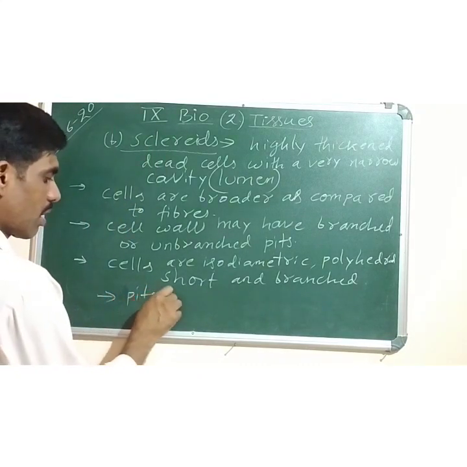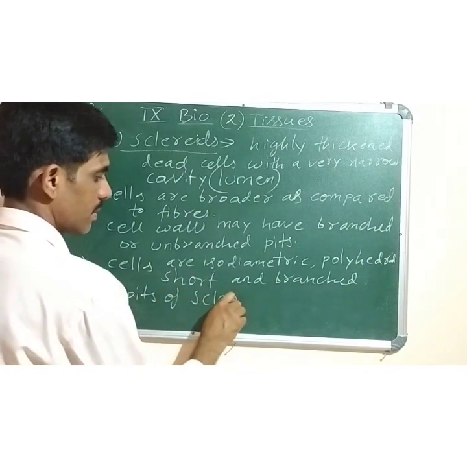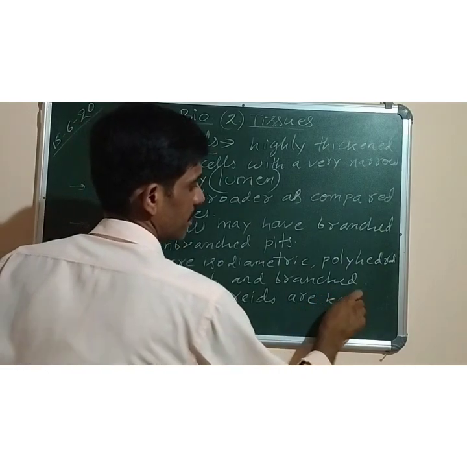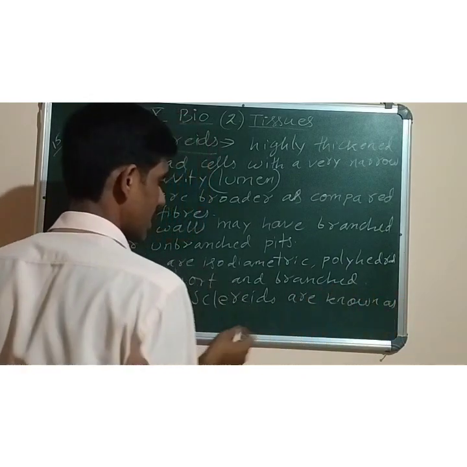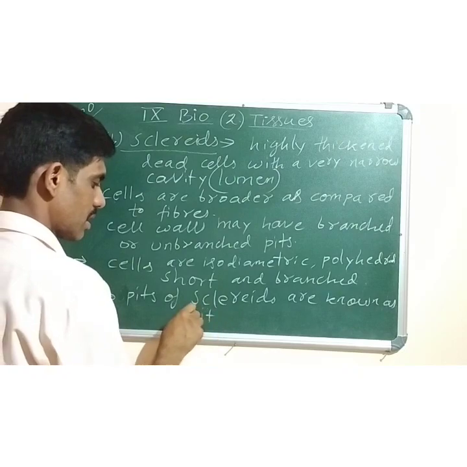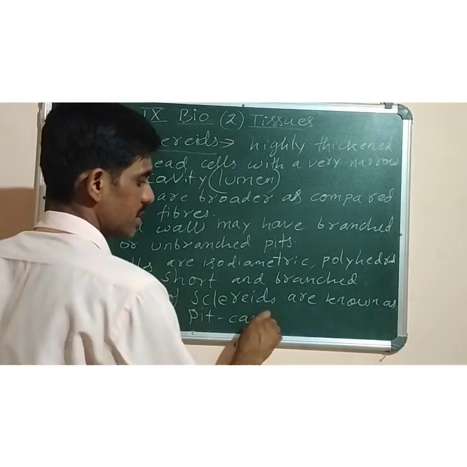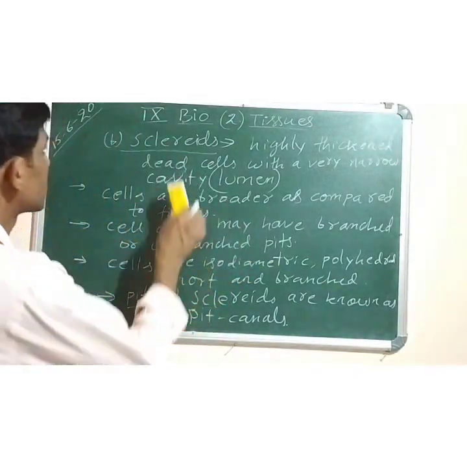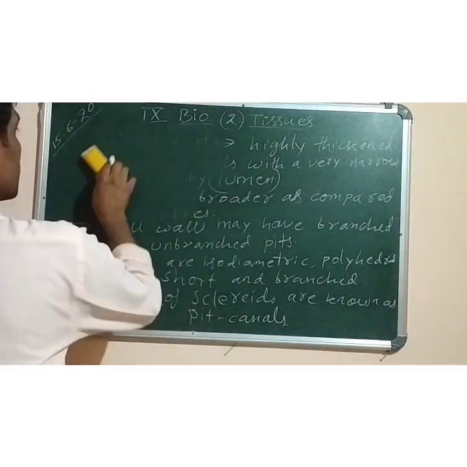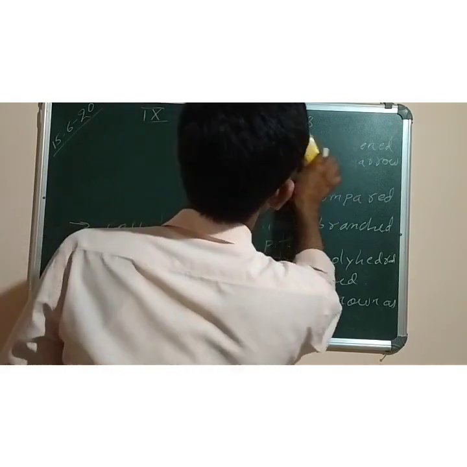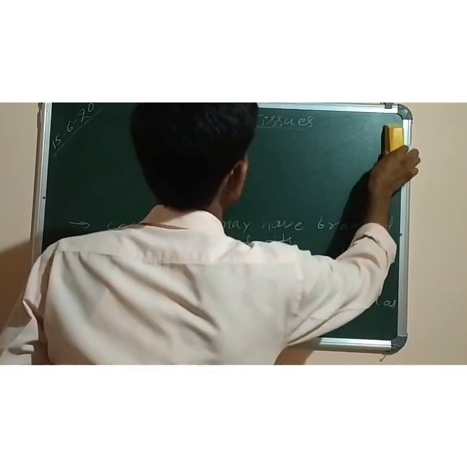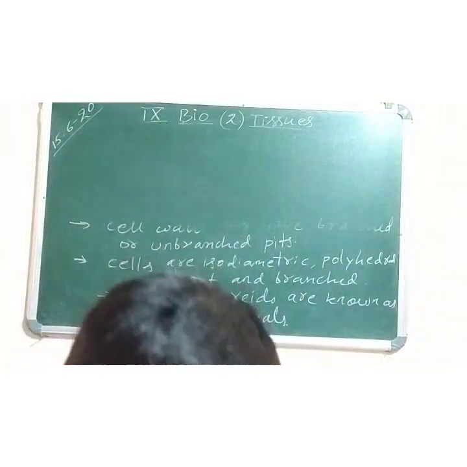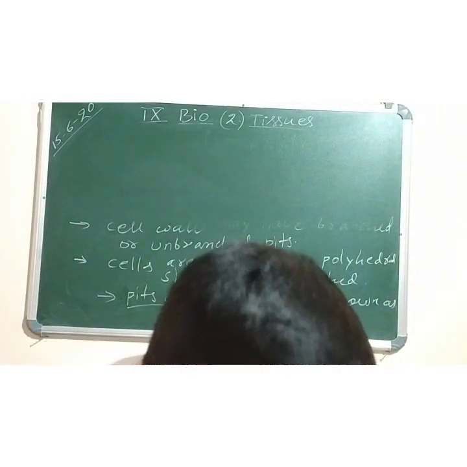The pits of sclerites are known as pit canals. If asked what is pit canals, it is the pits or the gaps which are present in sclerites. Now look at the diagram, then it will be clear what is this pit and pit canals and where it is present. If you look at the structure of TS of sclerite, then you will come to know how this type of diagram is there.